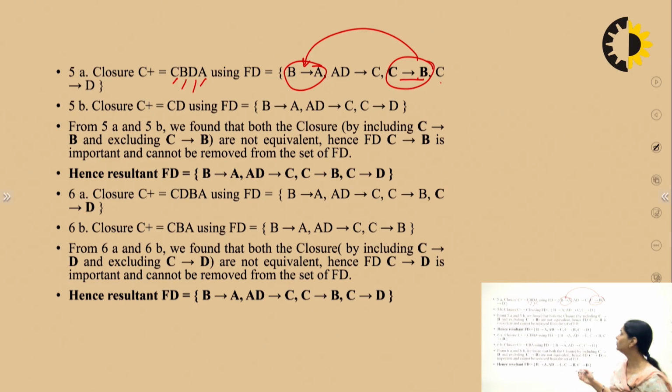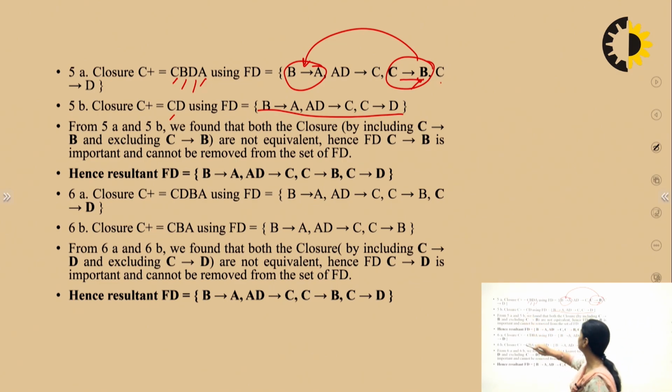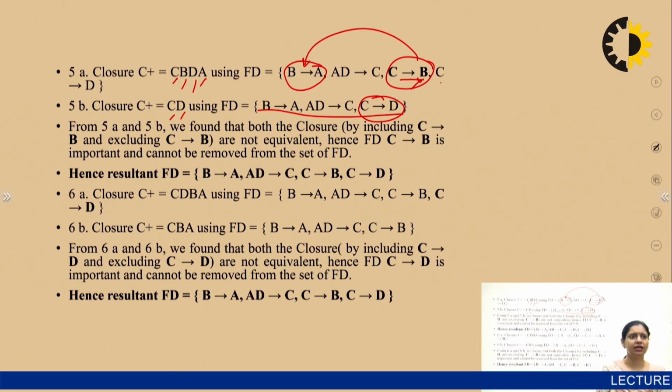We'll try to remove this functional dependency. Using this set of functional dependencies, we'll try to find out the closure. So, the closure of C is C. C dependent upon D. So, we get D. But we do not have any transitive dependency existing so that we can find out the rest of the attributes, that is B and A.